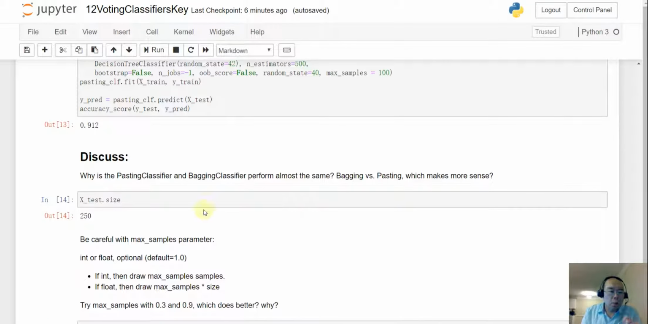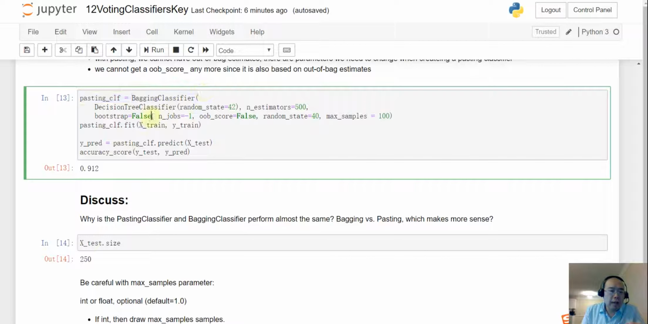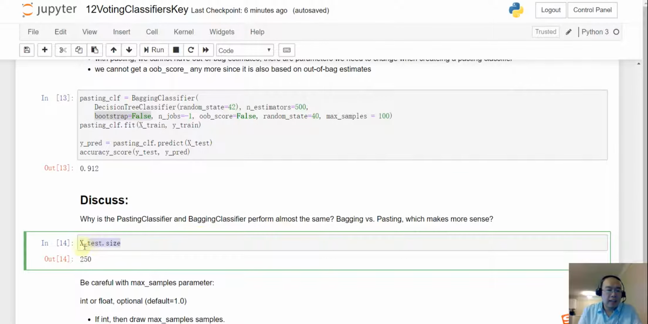When we ran the bagging classifier with bootstrap as false, we found a performance almost the same as we had from the real bagging classifier. So why is there almost no difference? The reason is that this dataset is relatively small anyhow. When we have a small dataset, usually it doesn't matter too much if you're doing bagging or pasting. However, doing bagging is more popular in most cases.